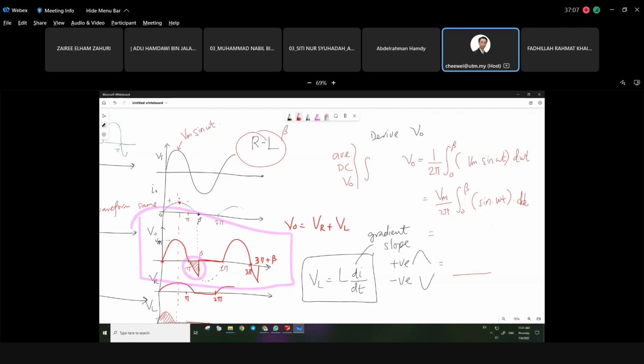So please make sure that this working is shown clearly. How do you change from integration of sine into cos? It should be shown, right? You cannot jump from the first line to the last line. In between, if you do not show how the changes are made, it's not considered a complete answer. So please remember. Okay, any question you want to ask?